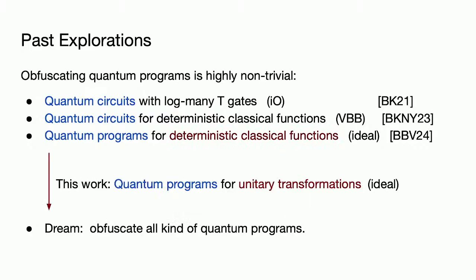And building on these breakthroughs, our work takes the next step. In the classical oracle model, we obtain an ideal obfuscation scheme for every efficient quantum program that implements a unitary transformation. So this is the first result that can obfuscate a broad class of quantum programs with quantum functionalities.